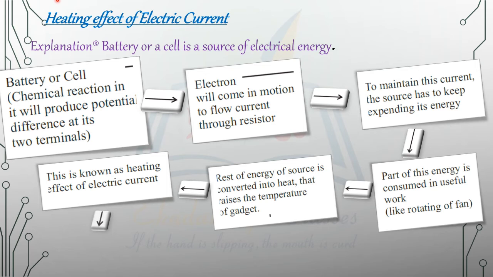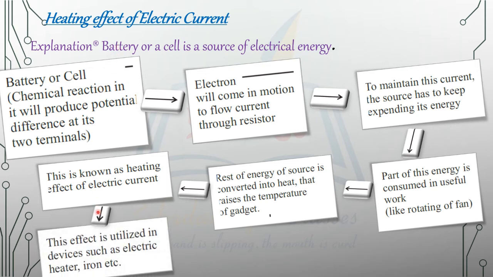I will explain once again. See, a battery or a cell, through a chemical reaction, will produce a potential difference at two terminals, the positive and negative side. It will produce negative ions or positive ions. Then electrons will flow through the wire connected to the battery, come in motion, and pass through the resistor.